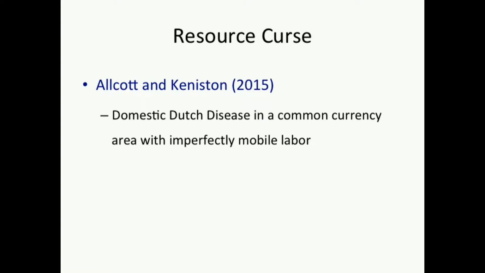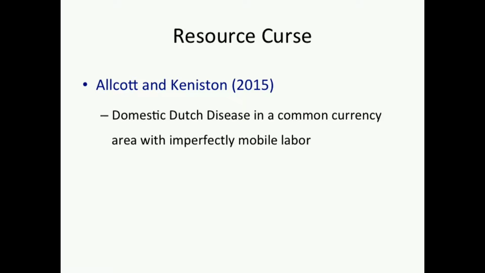Okay, so before we go into the empirical analysis, I'm going to talk a little bit about a model, which is due to Alcott and Keniston, but I think should be hopefully easy to access for everyone, which is a domestic Dutch disease model.